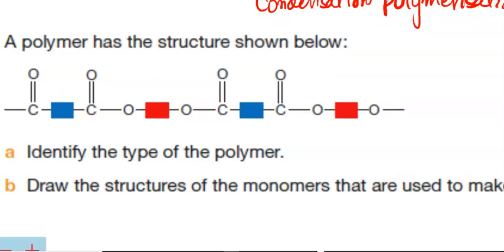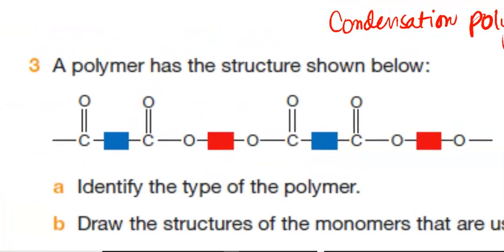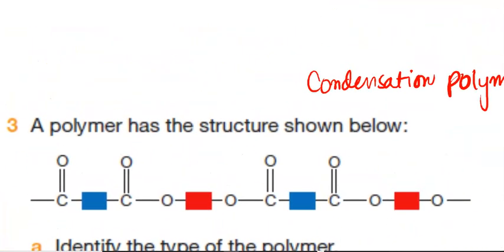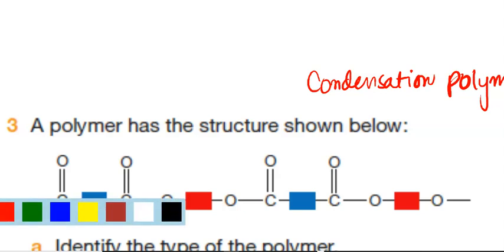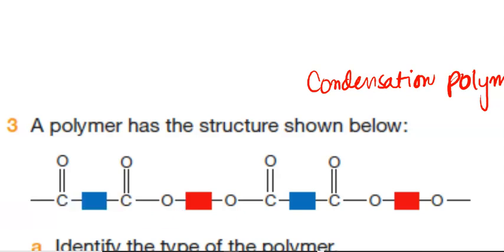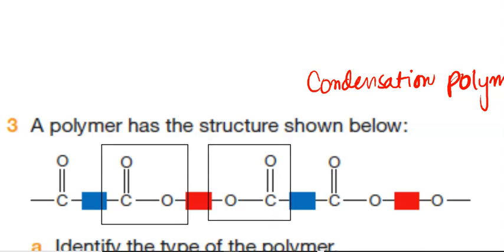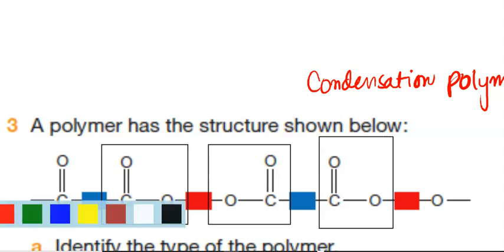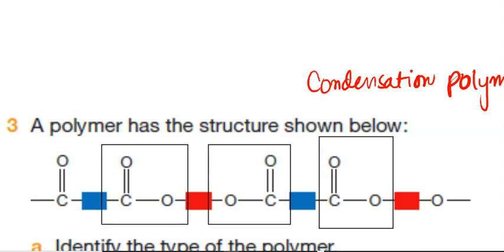This one is interesting. Now how can we identify the structure of the monomer? For this we need to identify the linkage. So here we have this linkage that is called ester linkage. Now the point of joining in an ester linkage is the carbon and oxygen. So we just need to cut at that point of joining.